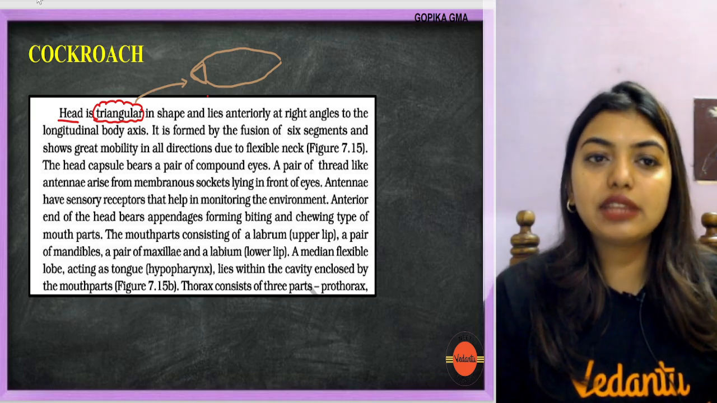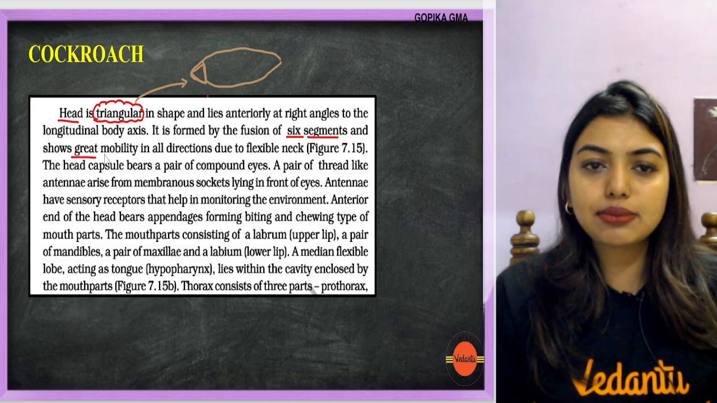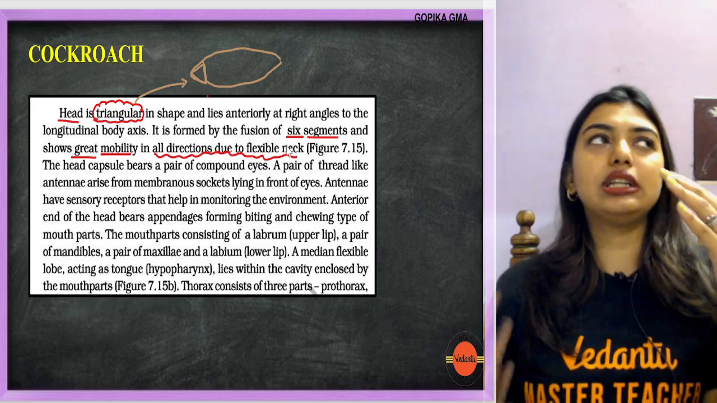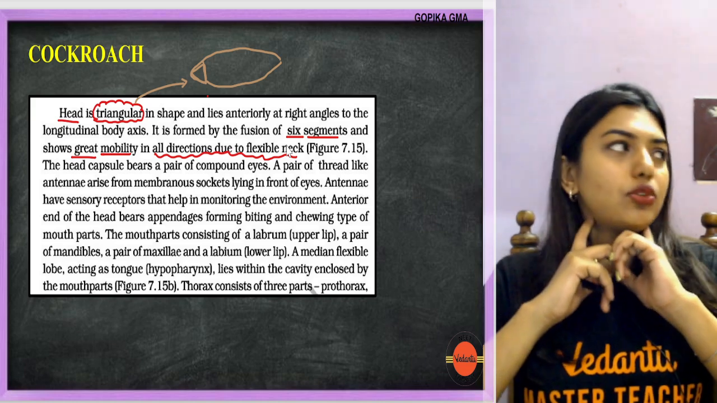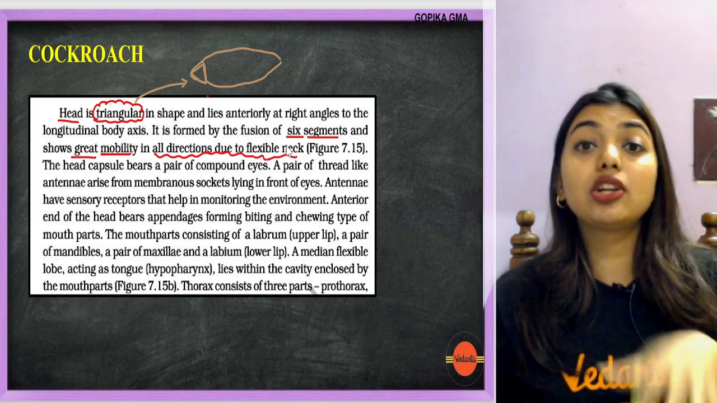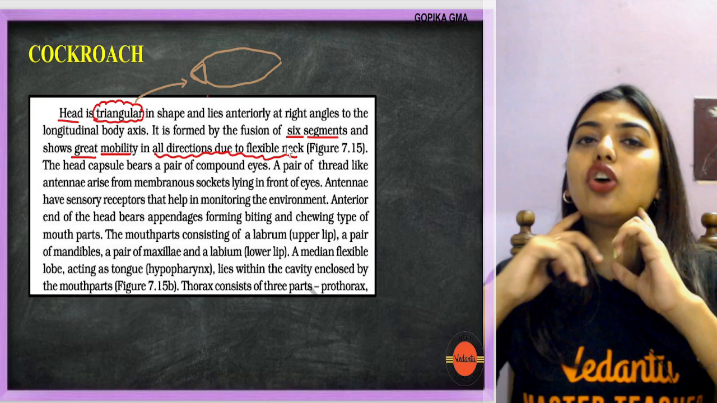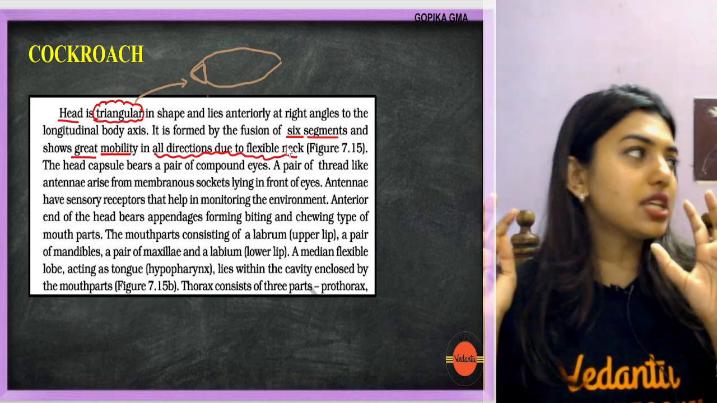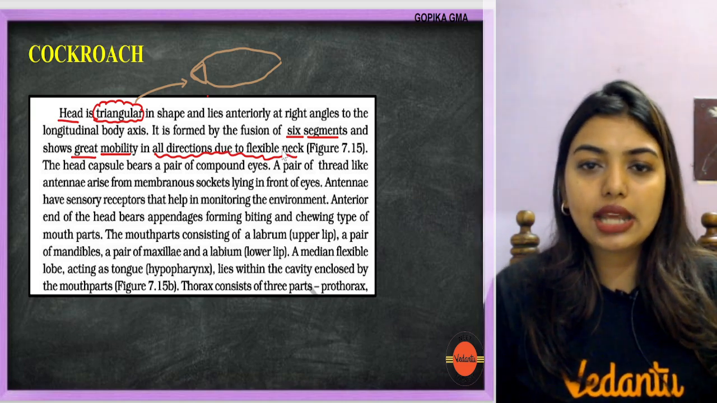It is formed, very important, by fusion of 6 segments and shows great mobility in all directions due to a flexible neck. So students, even though in the division we did not see head, neck, thorax, abdomen, understand that for the cockroach to move slightly, there is a small flexible neck, but it is not prominent or well developed enough to come under the partition. Not like our long necks. They have a very small neck which lets them do this much movement.